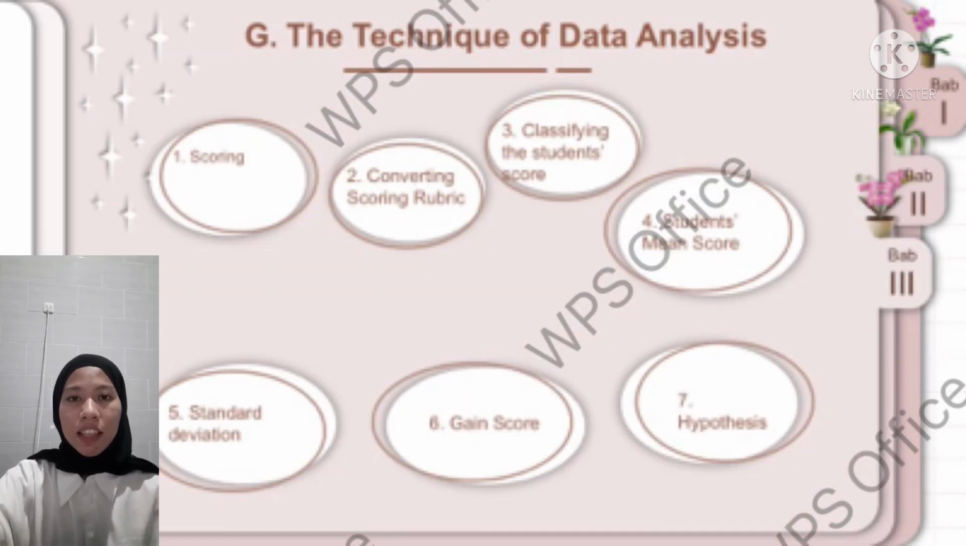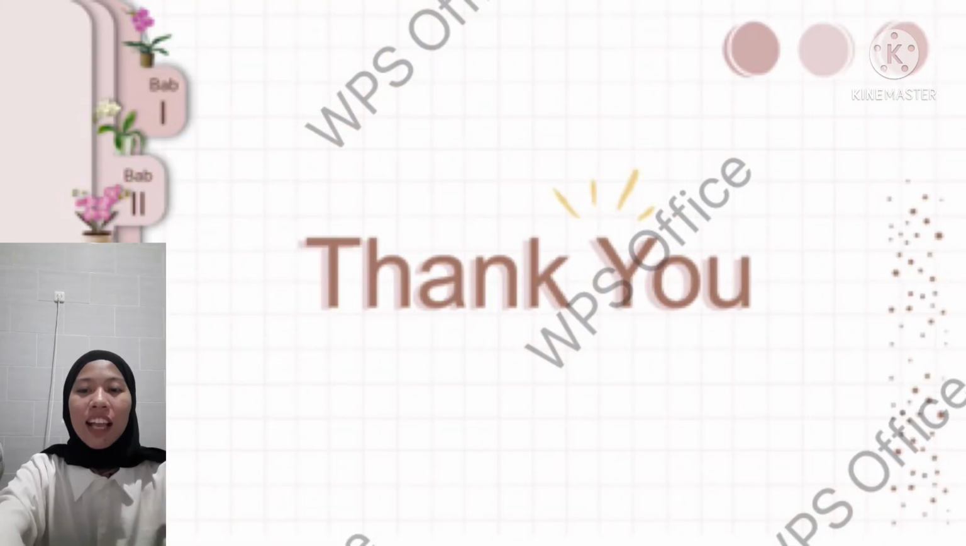G. The technique of data analysis. 1. Scoring. 2. Converting scoring rubric. 3. Classifying the student score. 4. Students' mean score. 5. Standard deviation. 6. Gain score. 7. Hypothesis. That's all for my research proposal presentation, and thank you so much.